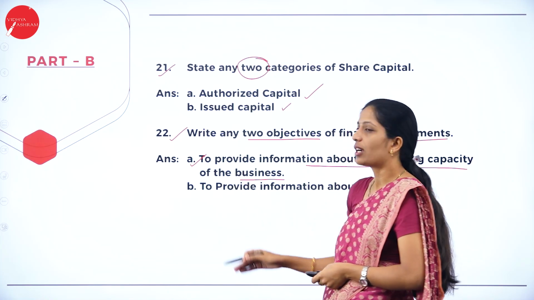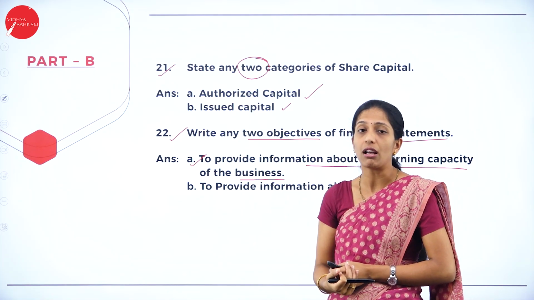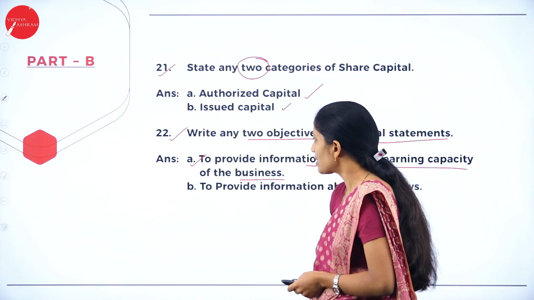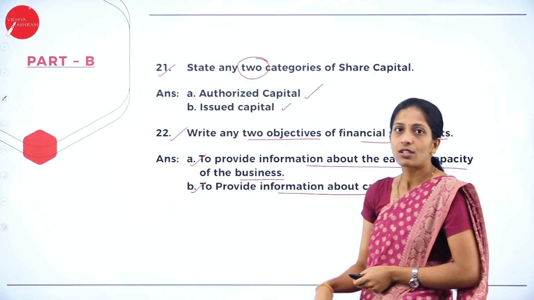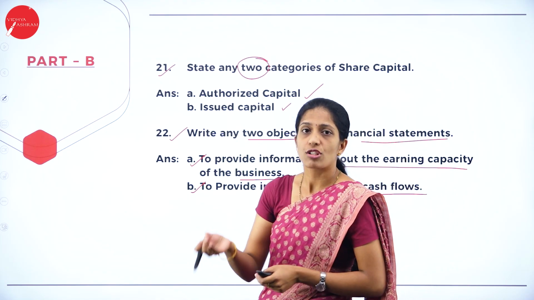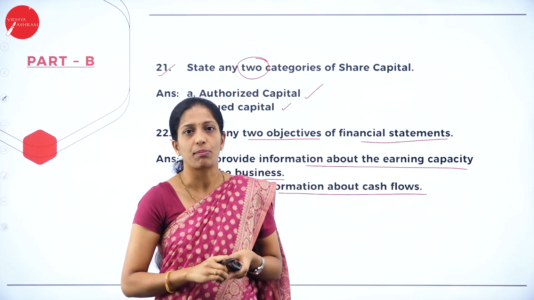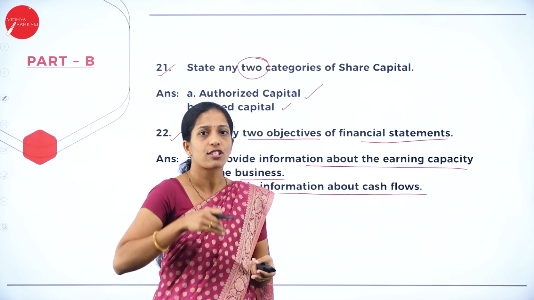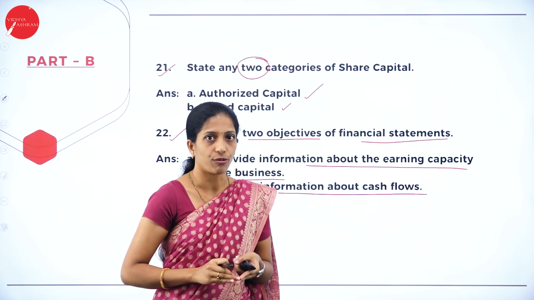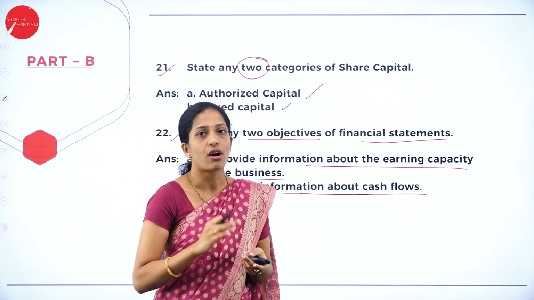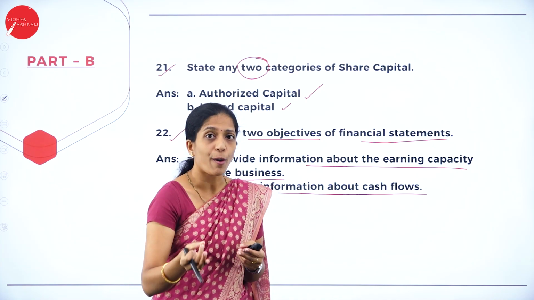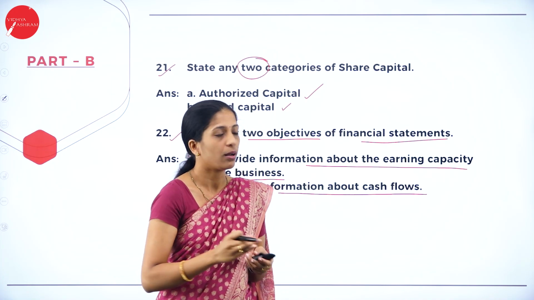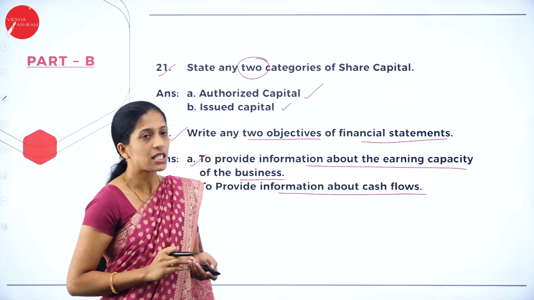Your first point is to provide information about the capacity of the business, and the next one is to provide information about the cash flows. Cash flow statement is also one of the important financial statements where we come across what is a cash inflow and what is a cash outflow. These are the objectives of financial statement. When they ask two, you write two, or if you don't know properly, then write three. This will be a 2 marks question.